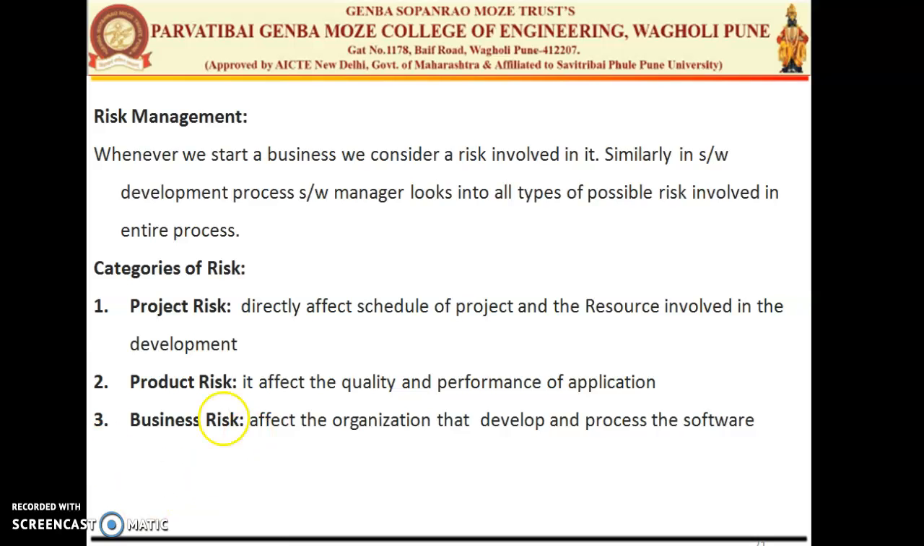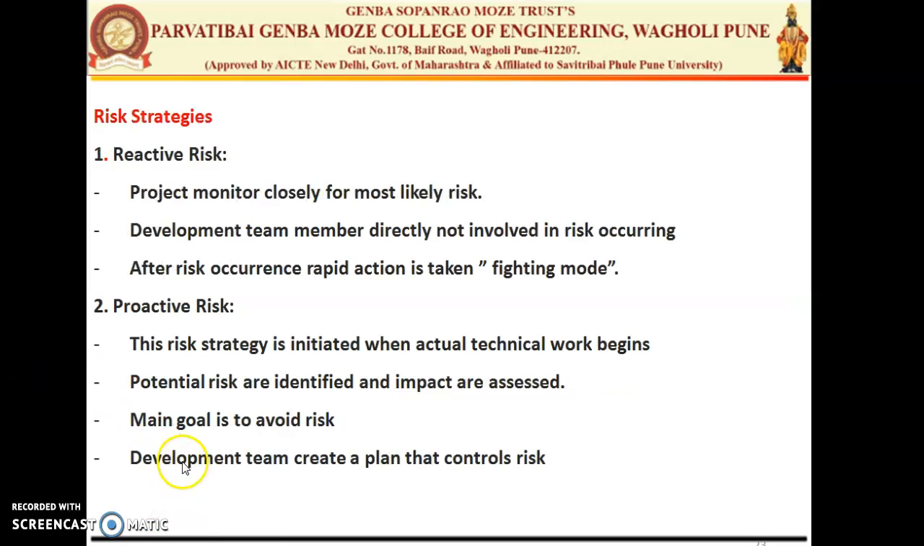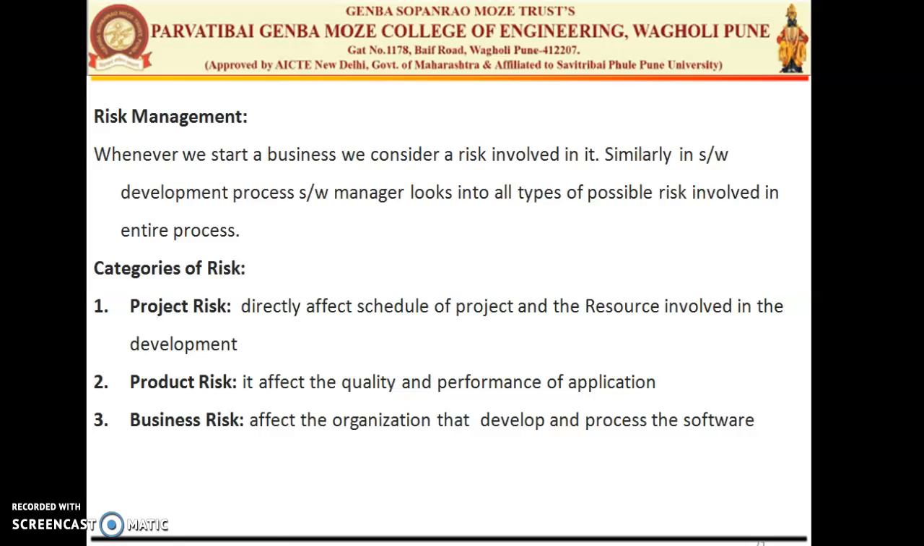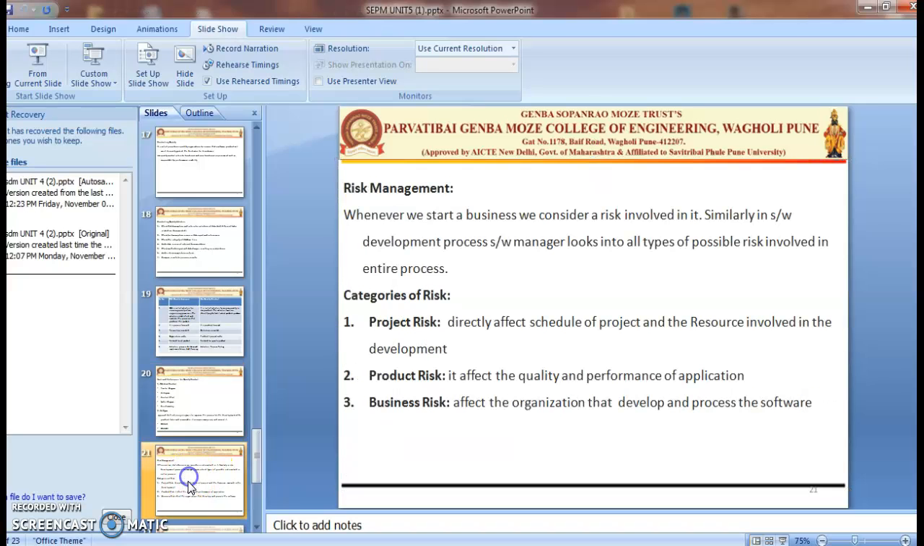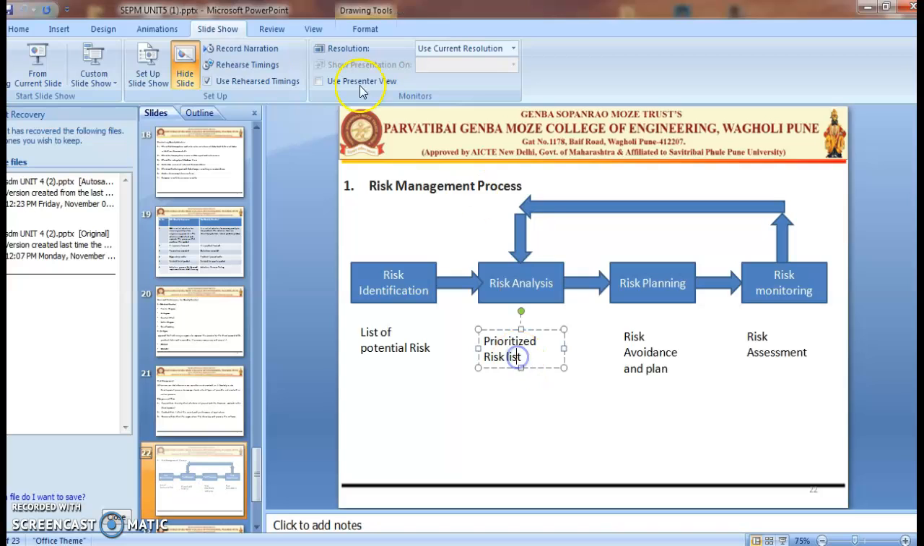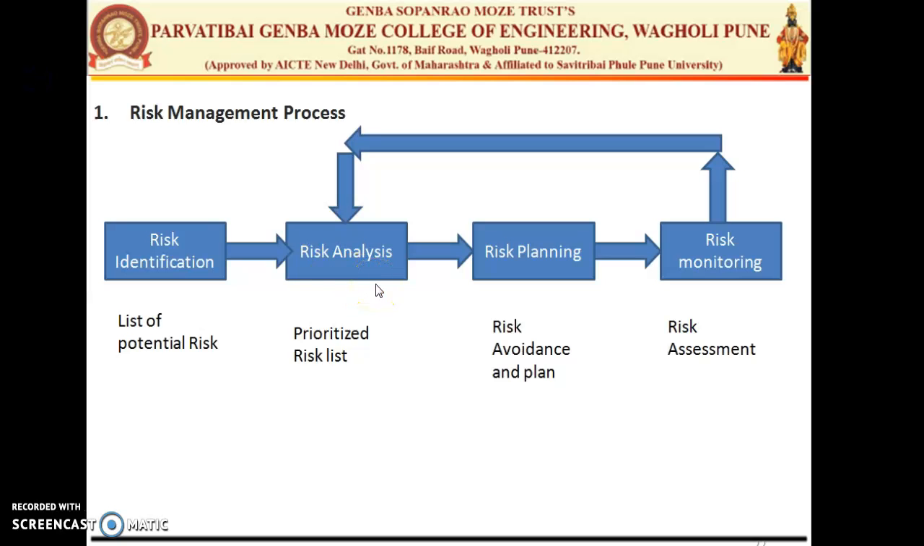We also have the process of management of risk. So we have the risk management process. Yes, it is here. The risk management process contains 4 different blocks: first is risk identification, then risk analysis, risk planning, and risk monitoring. First, identify the potential risk, so a list of potential risks is created. Then we need to analyze the risk.